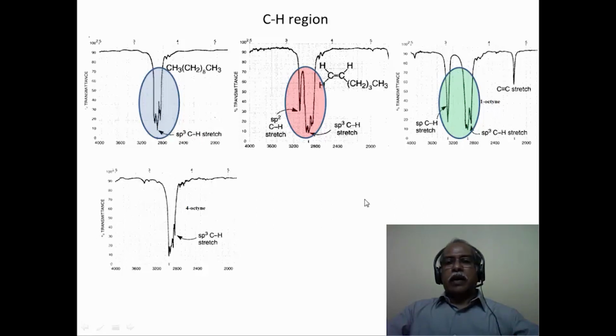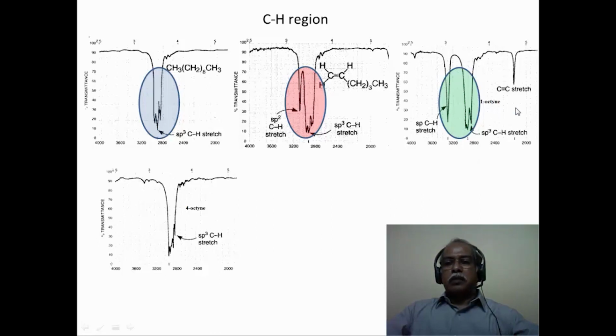Now, when you take an alkene, this is actually 1-octene, as an example shown here. This has both the sp2 CH as well as sp3 CH. One can clearly see the sp2 CH to come at a higher frequency or higher energy region compared to the rest of the CH, which nearly looks like this one here. So this corresponds to the sp3 hybridized CH stretching frequency, and this sharp singlet that is seen here at a higher frequency region corresponds to the sp2 CH stretching frequency.